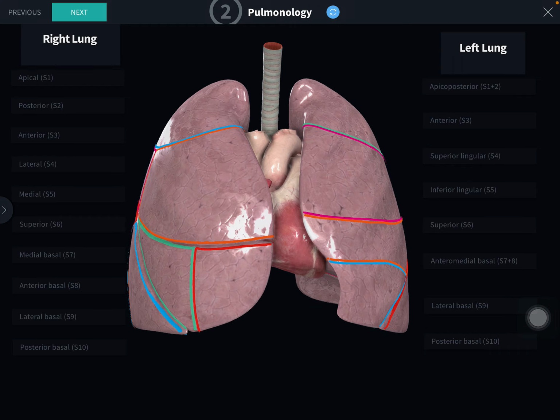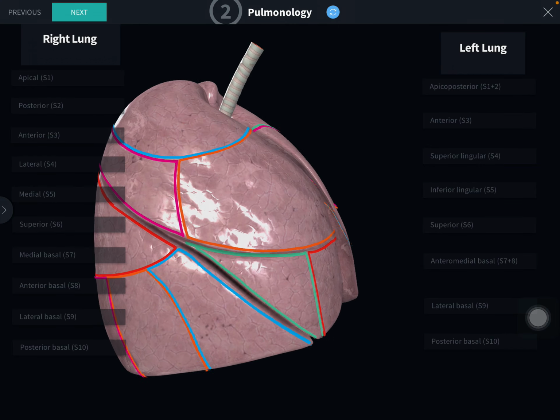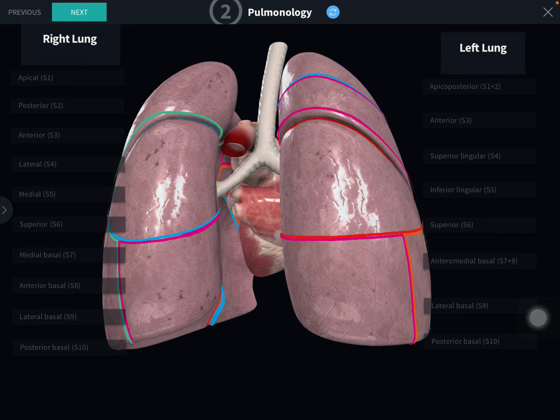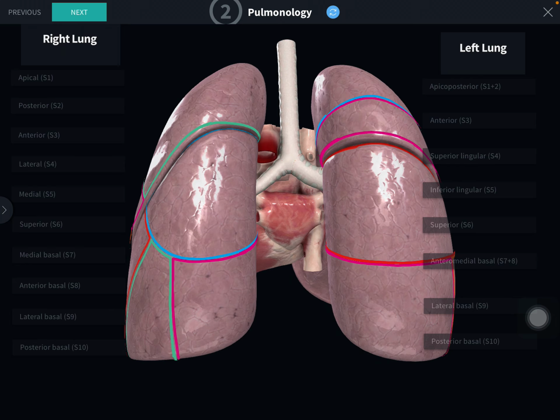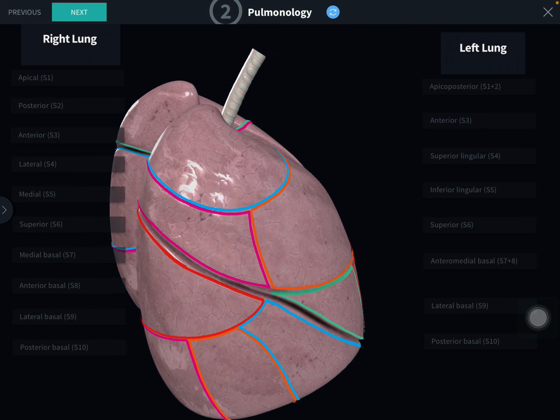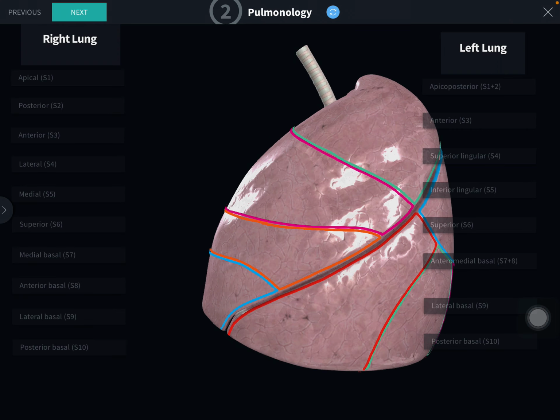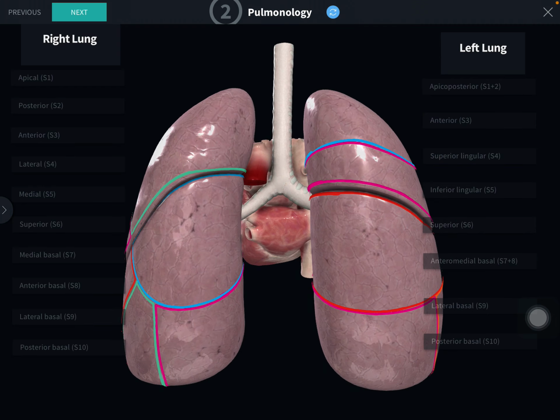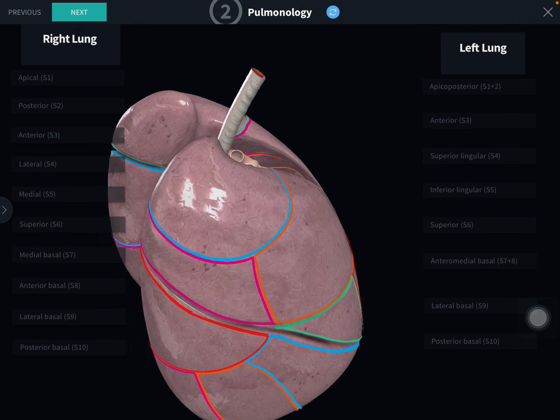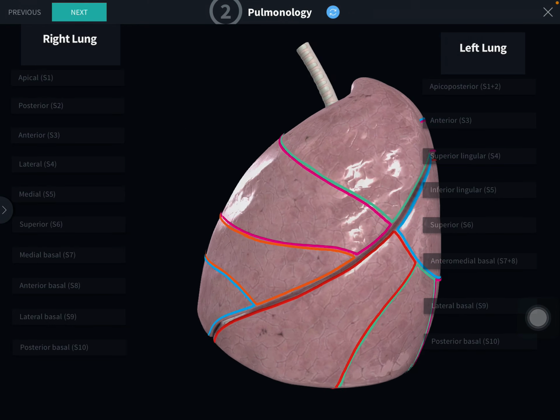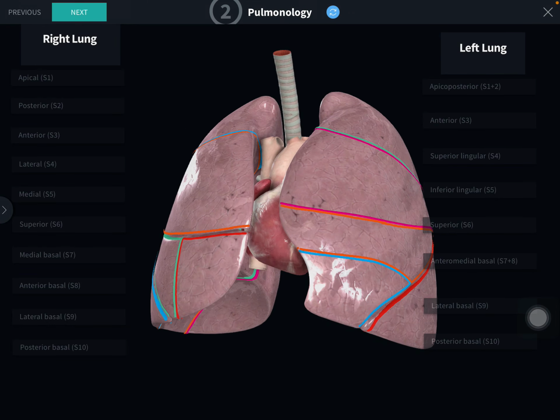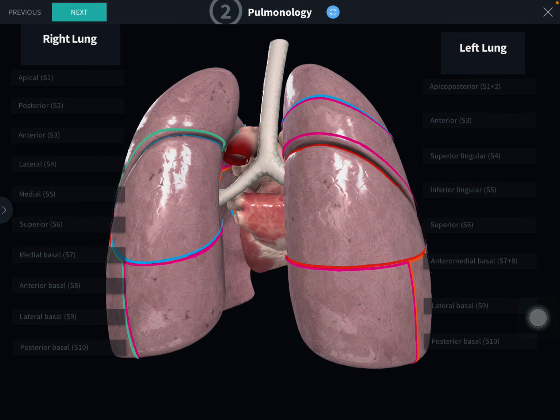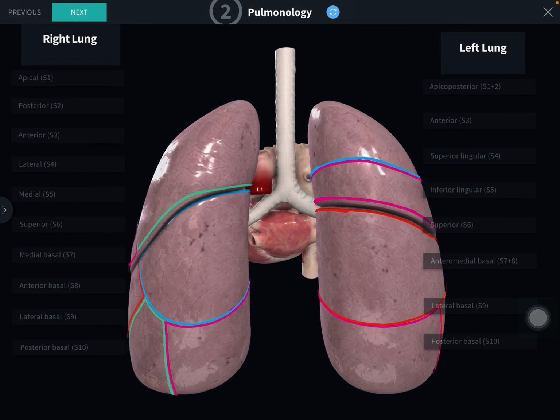These segments are separated from one another. Here it is drawn as lines, but in the living they are separated by connective tissue, intersegmental areolar septa, so that the spread of infection from one segment to another is prevented. So what is the importance of this? If you suspect any segment is infected, you can surgically remove that part of the segment without interfering with the other parts of the lung. So the student should know about the bronchopulmonary segments in detail.